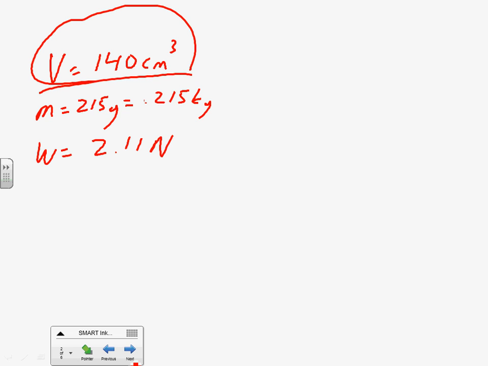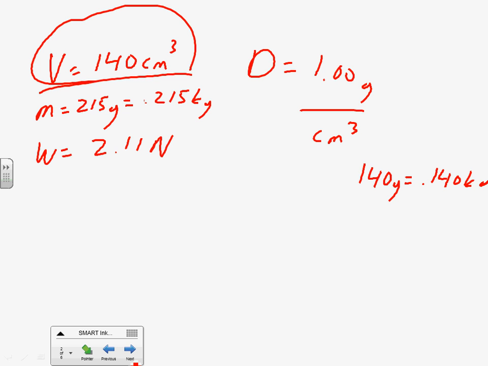And there's several values of density we could use. We could use weight density, but in this case, since this is already in cubic centimeters, it would make sense to use the value for the density of water that's in cubic centimeters. And hopefully you know that the density of water is 1 gram per centimeter cubed. Which means if we displace 140 cubic centimeters of water, we displace 140 grams of water, which is 0.140 kilograms.